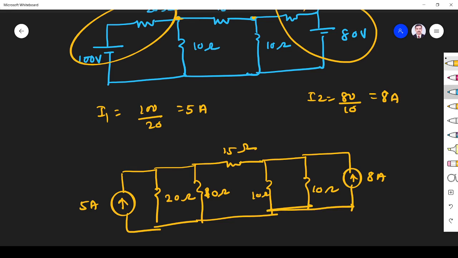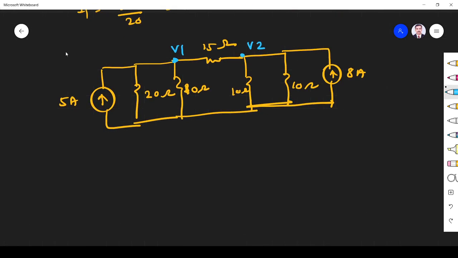I have to find the voltage across the 15 ohm. So this must be V1, this must be V2. I want to apply the shortcut, so I converted the voltage sources into current sources. So now the circuit has only current sources, and now we can apply the shortcut method. What is that? At node 1, what are the resistances coming? 20 is connected here, 10 and 15 are connected here.